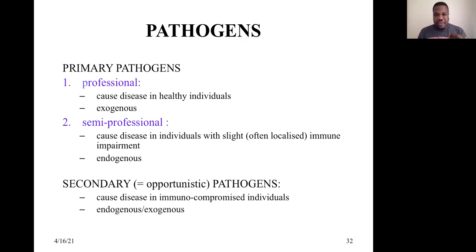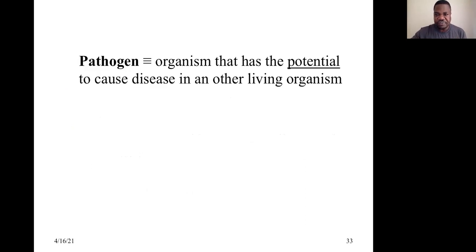Then, contrary to the primary pathogens, we have secondary pathogens. Secondary pathogens are simply what we call opportunistic pathogens. Those are able to cause disease in immunocompromised individuals. They can be endogenous or exogenous, but the problem is, on their own, they are not able to cause an infection. They can only cause an infection in immunocompromised patients.